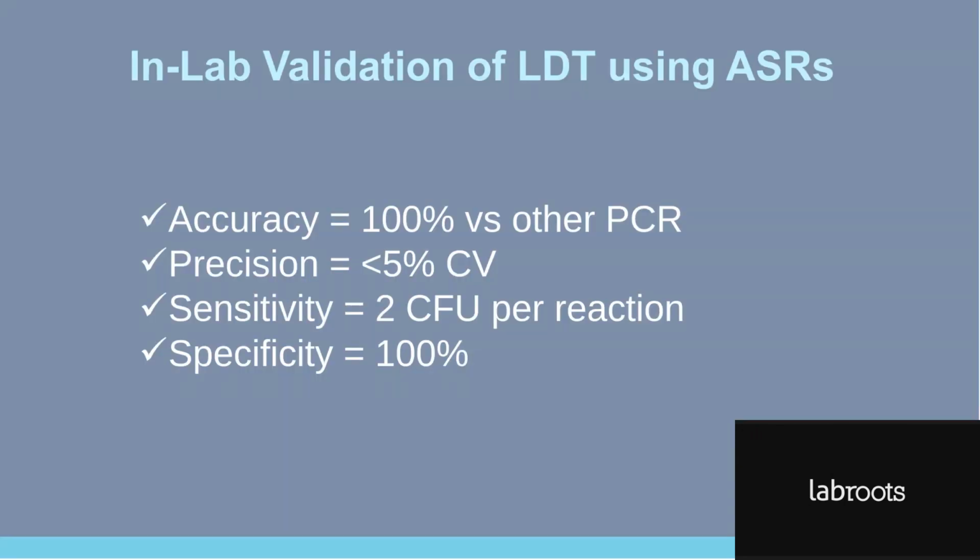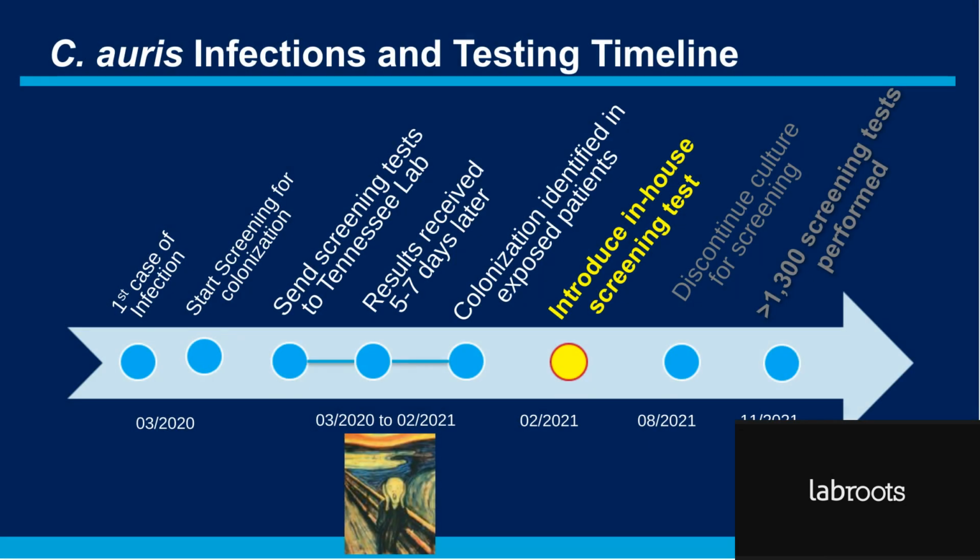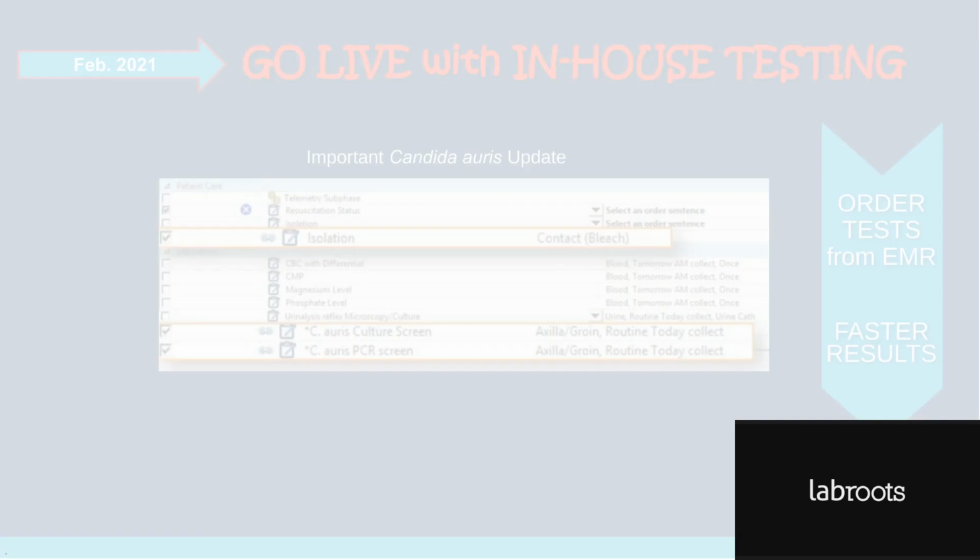And the results were really good, with 100% accuracy, really good reproducibility, and a limit of detection that we could prove to be 2 colony-forming units per reaction. So we were able to go live with this test and introduce it in-house at the beginning of this year. That was a major win because it allowed us much more rapid results, of course.